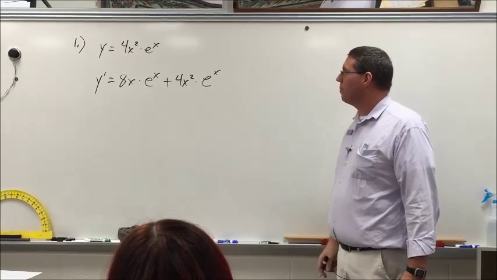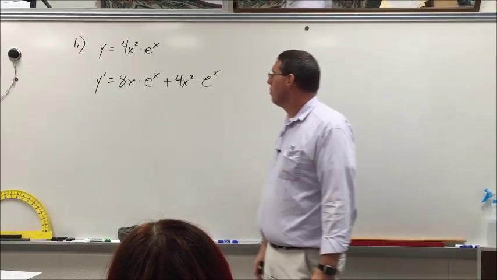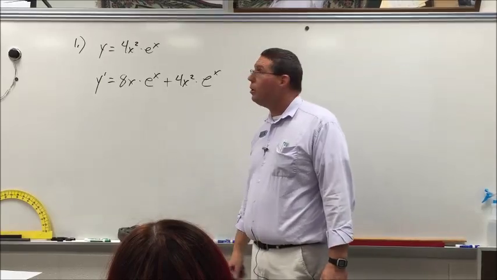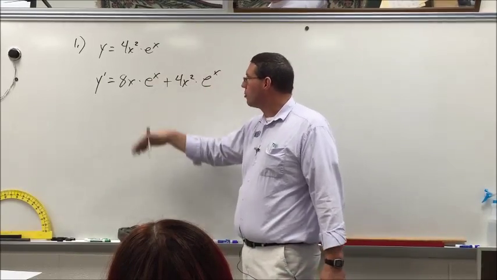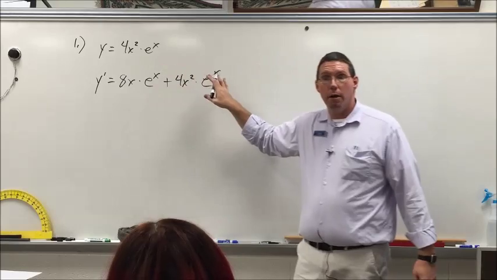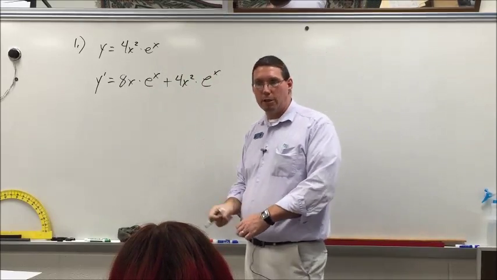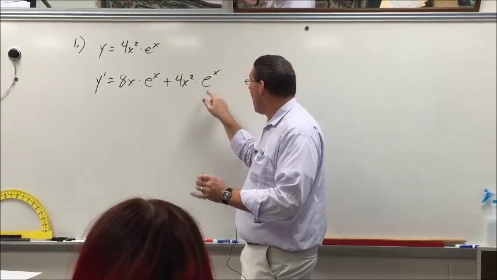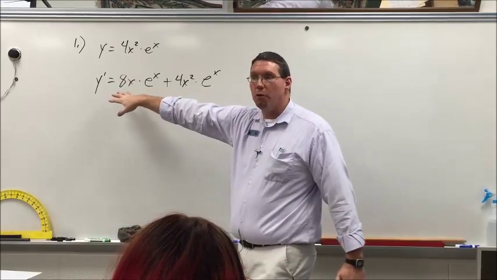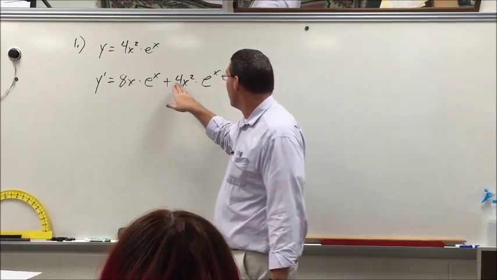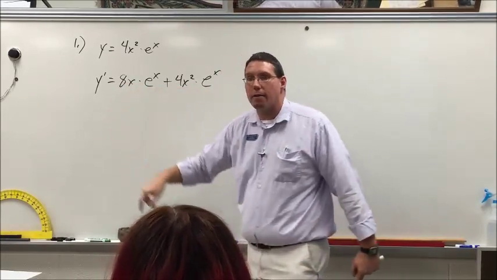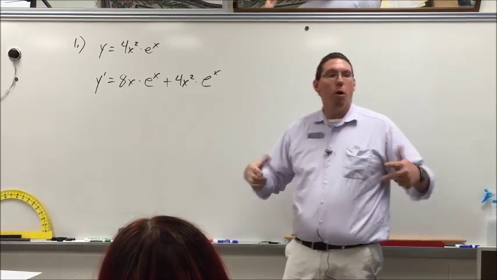So our derivative is going to be 8x times e to the x plus 4x squared times e to the x, which you could manipulate algebraically. No, we're done. Okay. You could manipulate this algebraically. You could factor out an e to the x if you wanted to. You could factor out a 4. You could factor out an x. Okay? So if you want, no, you don't have to.